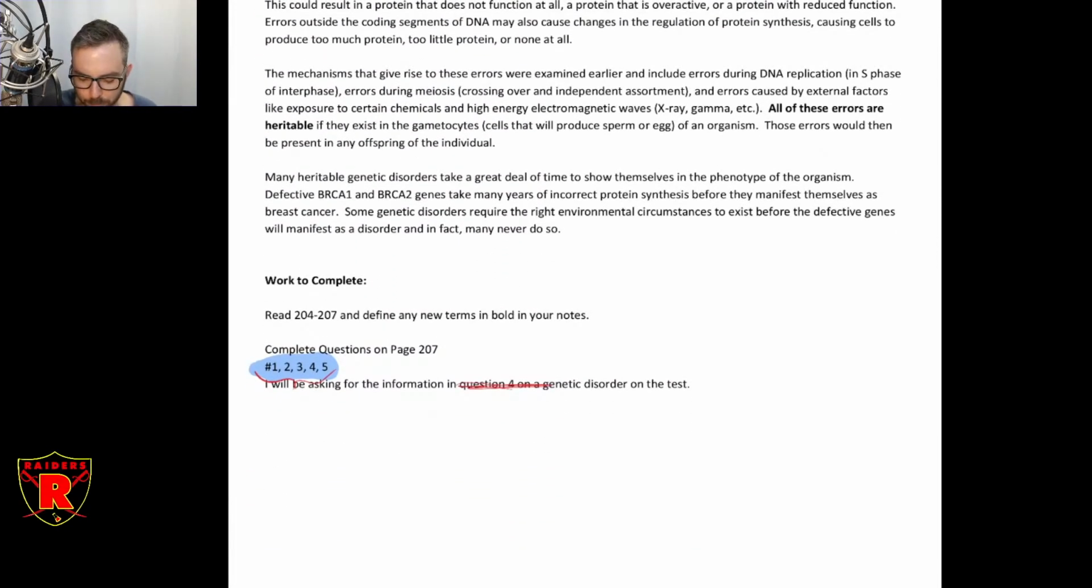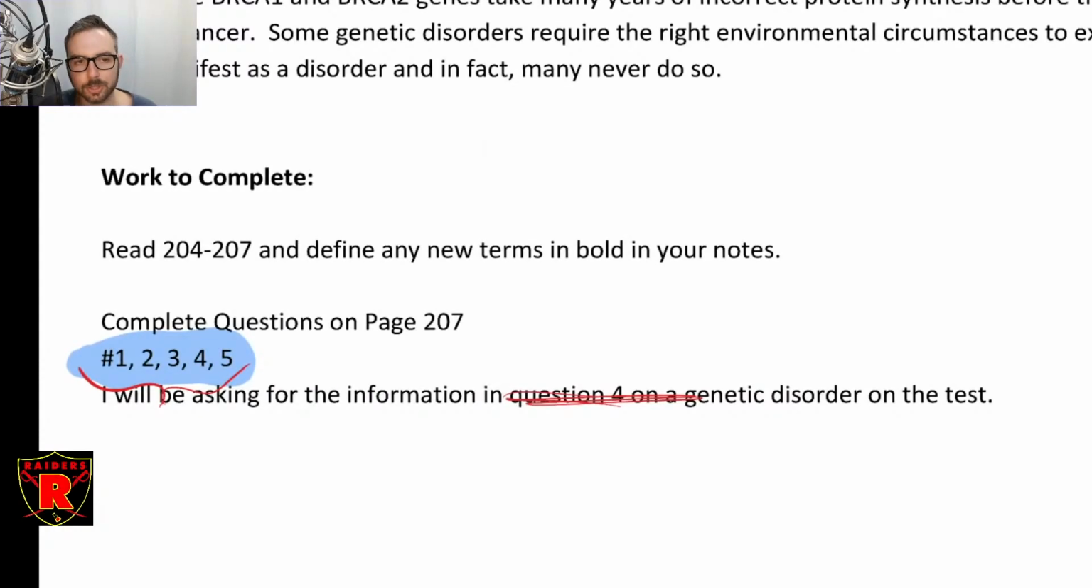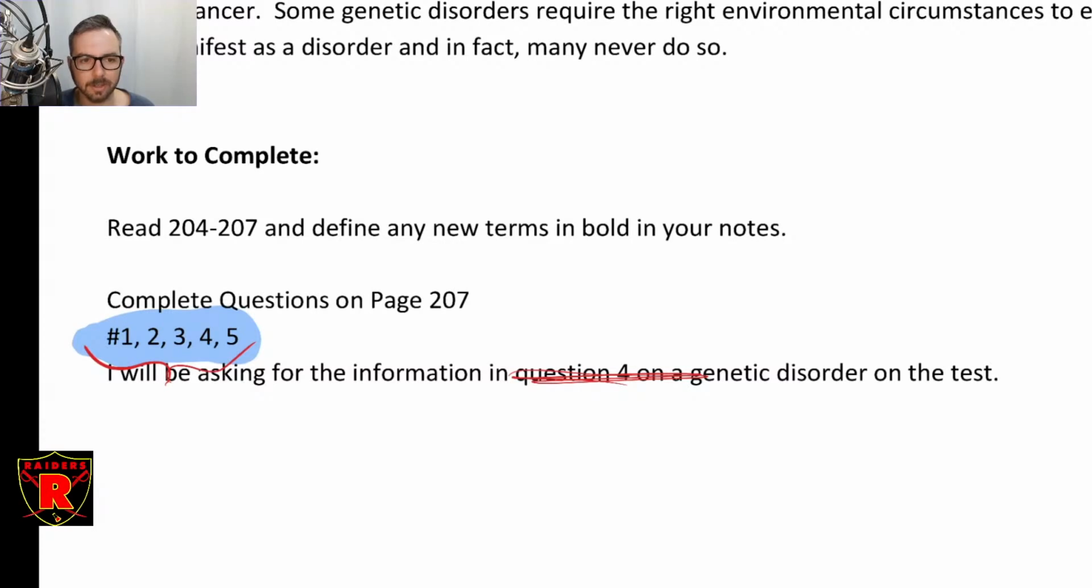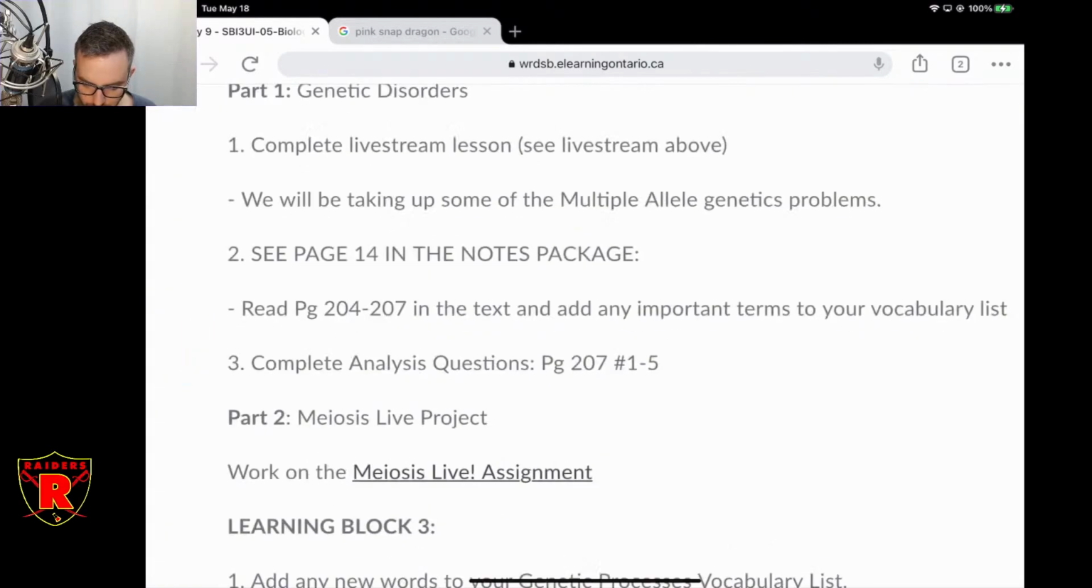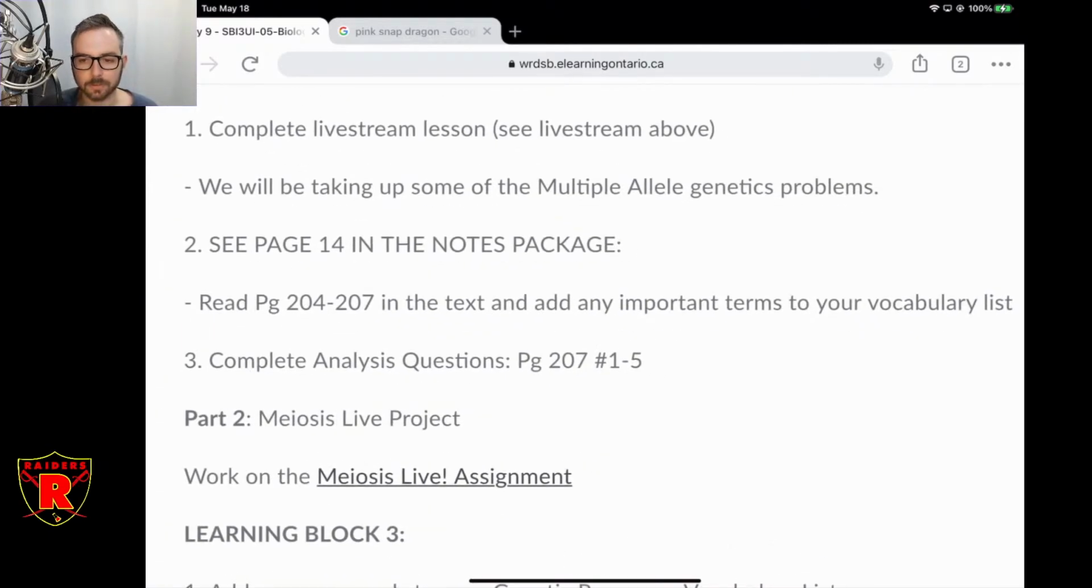You can use that as an opportunity to add some last words to your vocabulary list. You should be approaching 30 at this point, I would think. This unit has a tremendous amount of vocabulary, probably easily 10 to 15 words a day. So I would assume you probably have 30 already if you've been following along, but maybe not. If not, you'll find some new vocabulary here in 204 to 207. And then there are just some questions here about genetic disorders. They're also mentioned here on Brightspace, page 207, 1 to 5.